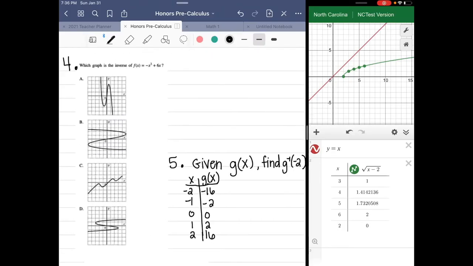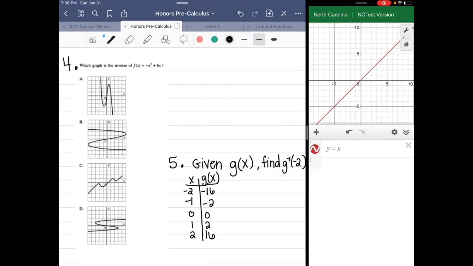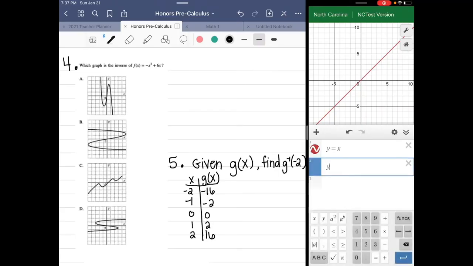All right, so what happens if I give you a function and I ask you to verify which one of these is the inverse? Again, you're going to use some of those same skills. I'm going to look at the original.